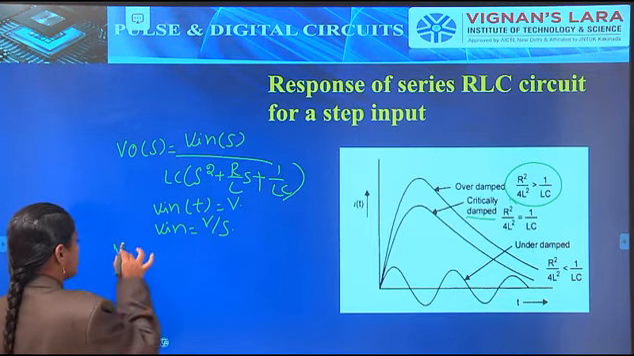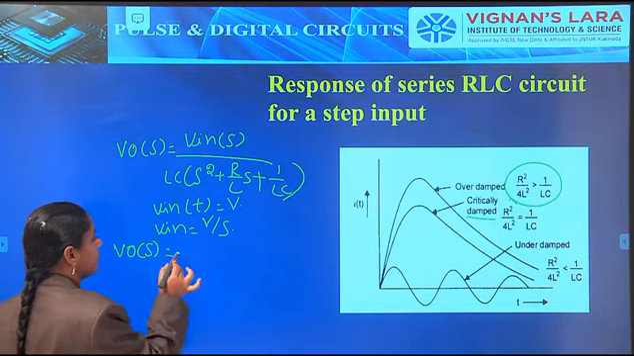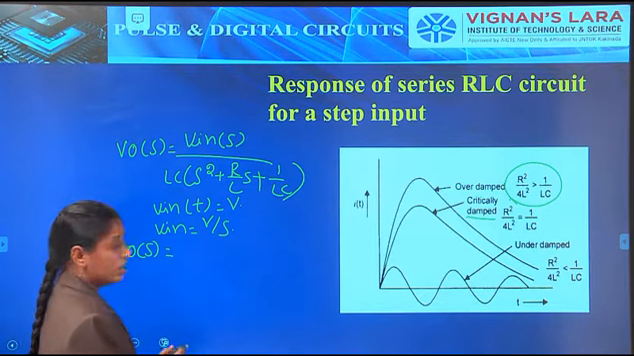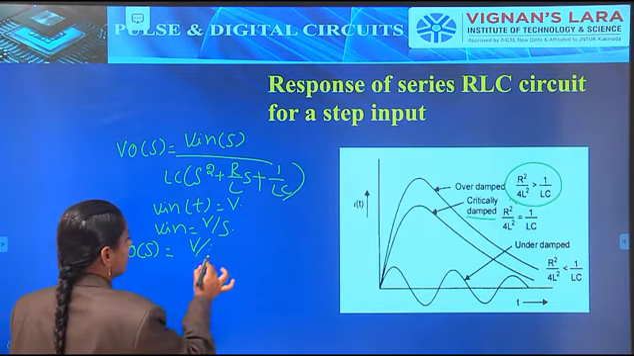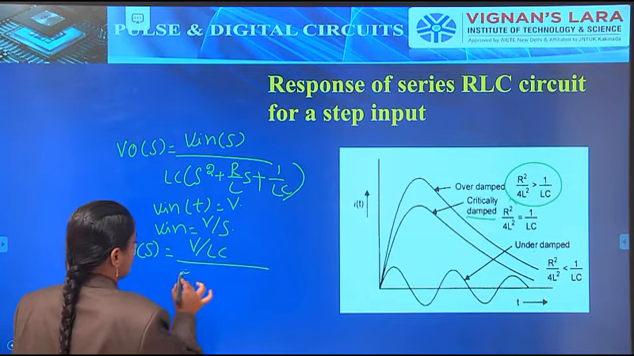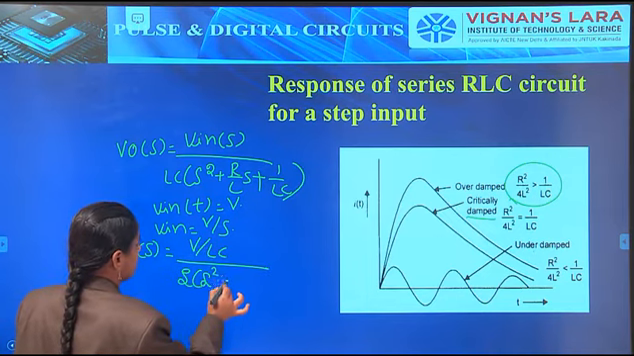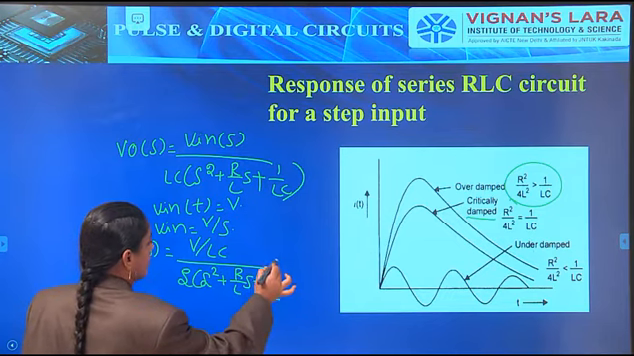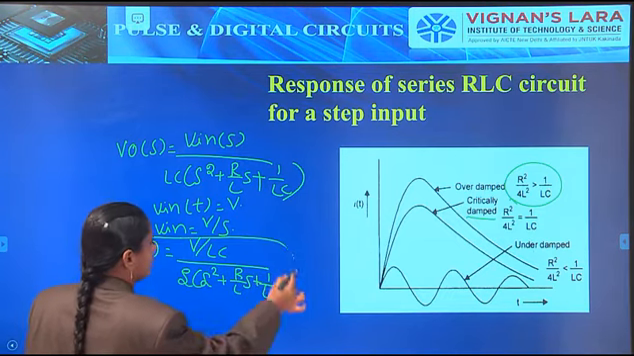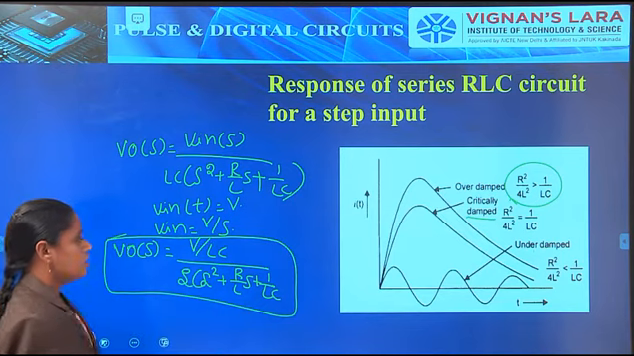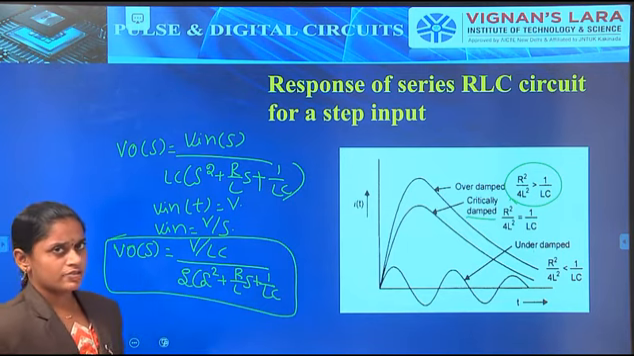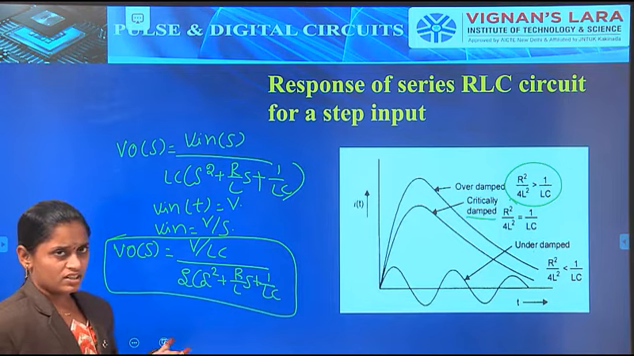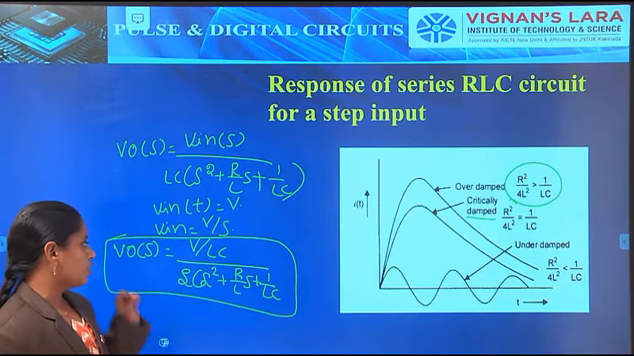Then the equation becomes V naught of S is equal to, what is meant by V of S? That is V by LC, or V by S into S square plus R by L S plus 1 by LC. So this is the final equation we get for V naught of S. We have to apply the inverse Laplace transform to get the value, but that is not necessary. So then we get the V naught of S value.